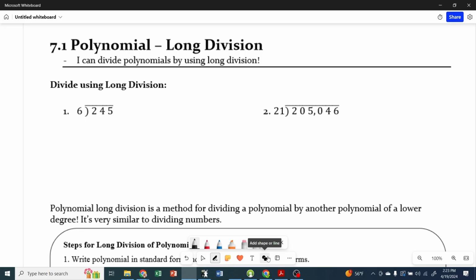Welcome to Algebra 2, Unit 7, Section 1, Polynomial Long Division. At the end of this lesson, you should be able to divide polynomials by using long division.